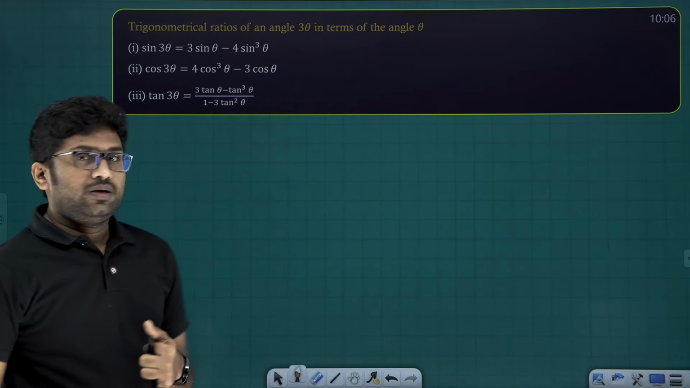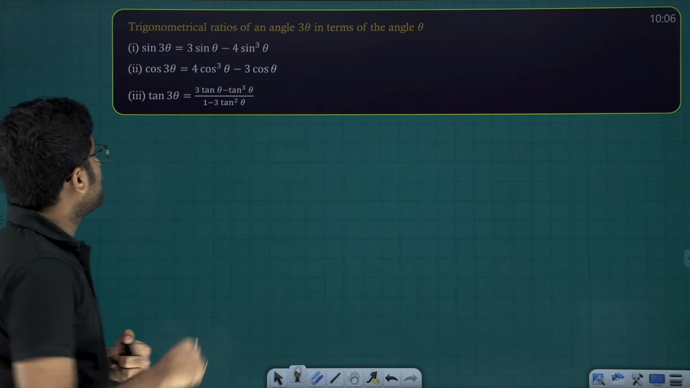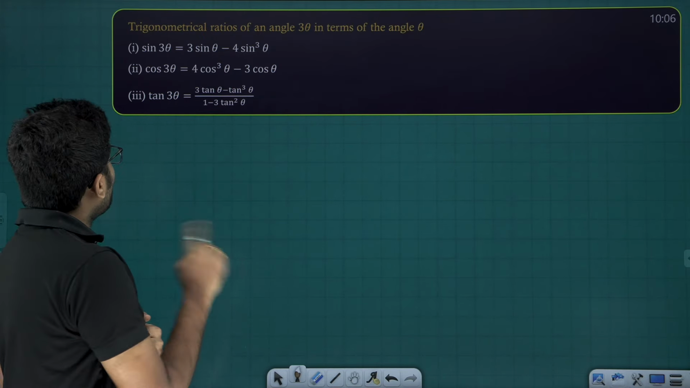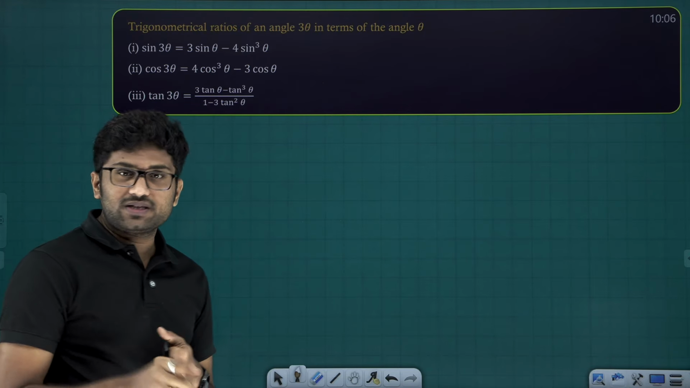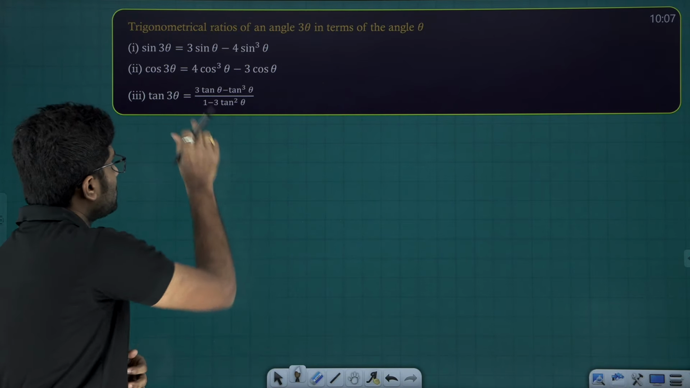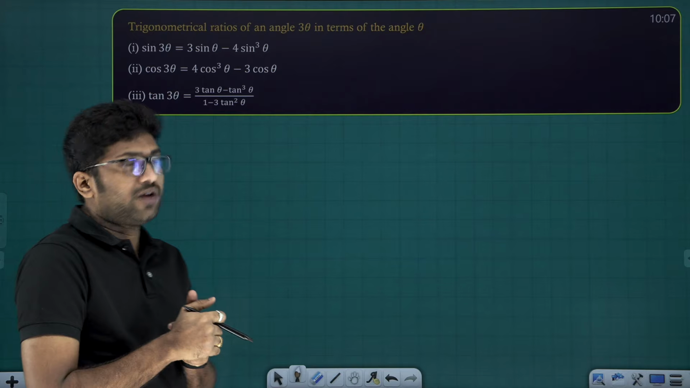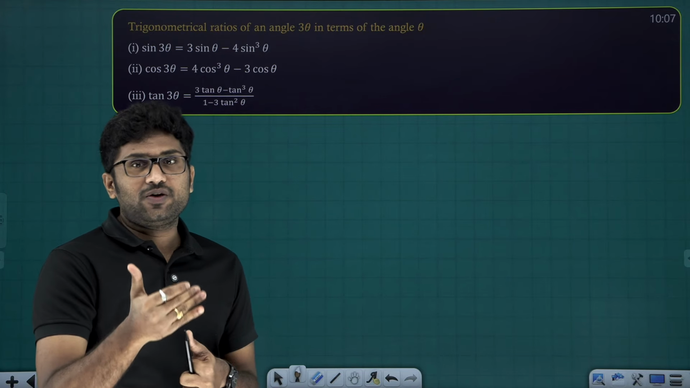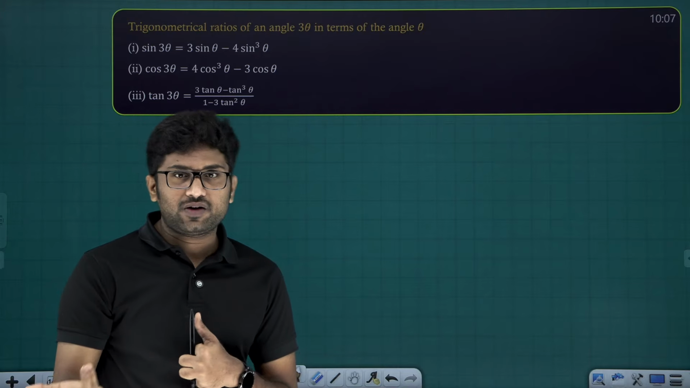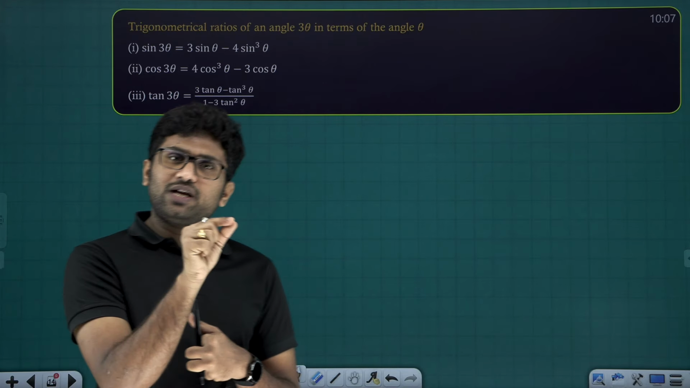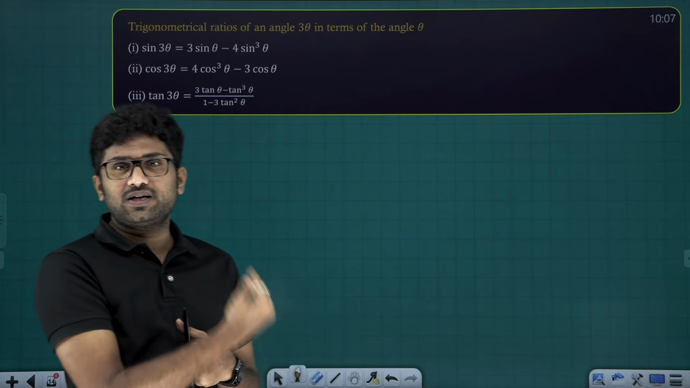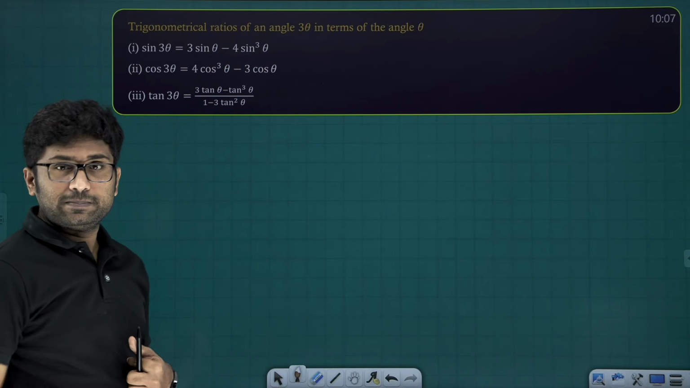Next, multiple angles for 3. Sin 3 theta is 3 sin theta minus 4 sin cube theta. Cos 3 theta is 4 cos cube theta minus 3 cos theta, and tan 3 theta is 3 tan theta minus tan cube theta divided by 1 minus 3 tan square theta. How did we get it? Already we know sin of a plus b plus c, cos of a plus b plus c, and tan of a plus b plus c. In that, just put a equals b equals c equals theta, then we get sin 3 theta, cos 3 theta, tan 3 theta respectively.